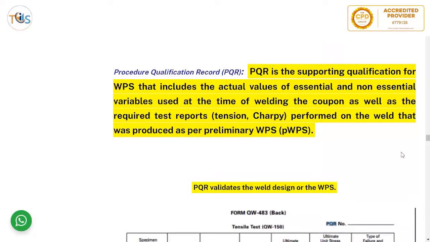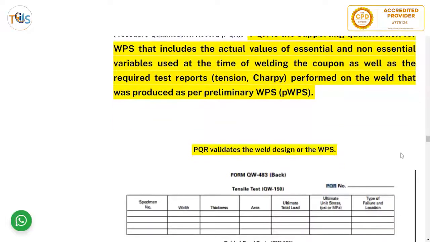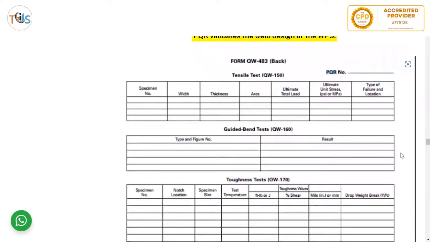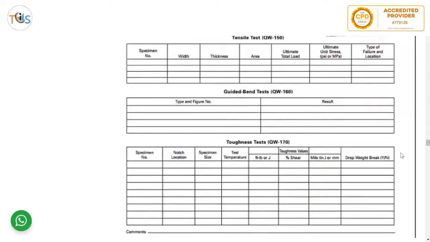Procedure qualification record. PQR is a supporting qualification for the WPS that includes the actual values of essential and non-essential variables used at the time of welding the coupon, as well as the required test report. The test was performed on the weld that was produced as per the WPS. So the PQR validates the weld design or the WPS, and this is a typical one we took from ASME Section 9 QW-483.